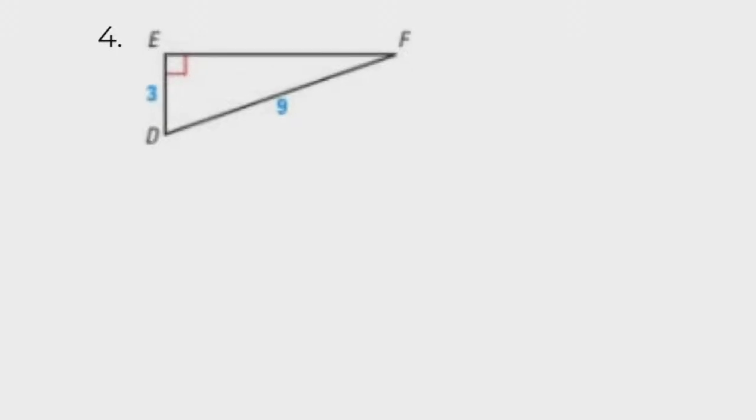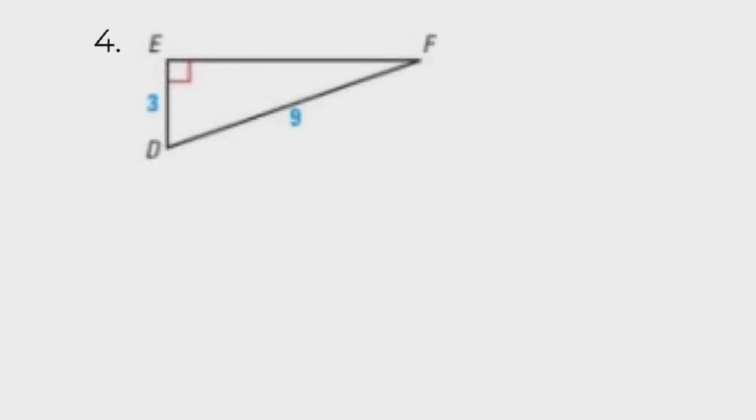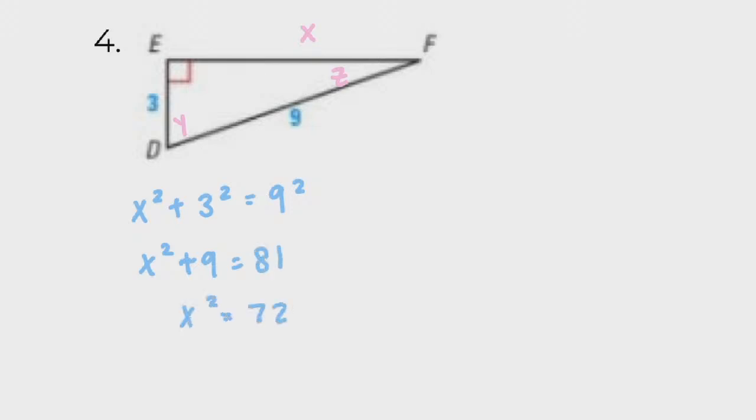Okay, next we have two side lengths, so we don't know any of the angle measures and we're missing one of the side lengths. So let's call the side x, the side y, and the side z. Since we're given two side lengths, I'm just going to use the Pythagorean theorem to solve for x. So x squared plus 3 squared will equal 9 squared. So x squared plus 9 equals 81. So we get x squared equals 72.